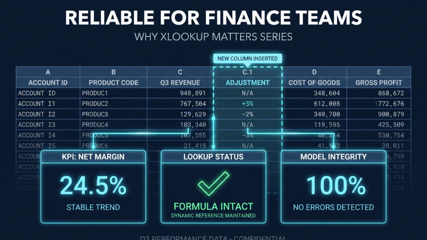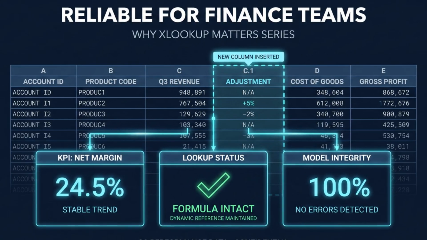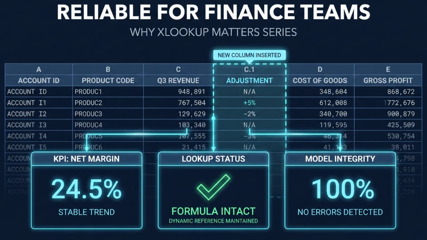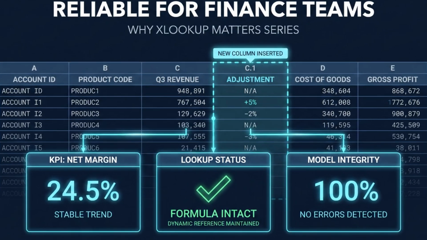XLOOKUP reduces mistakes, speeds up reporting, and makes your files easier to maintain. You can insert columns, reorganize data, or expand your table without breaking your formulas. It's stable, flexible, and perfect for automation-minded workflows.